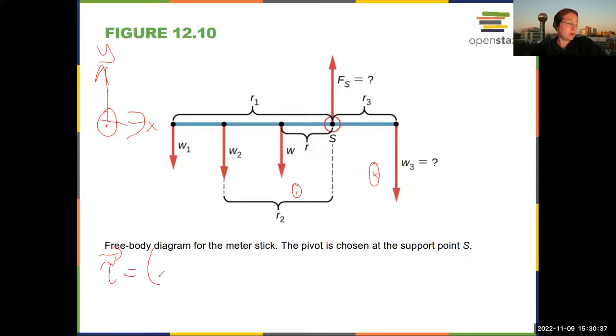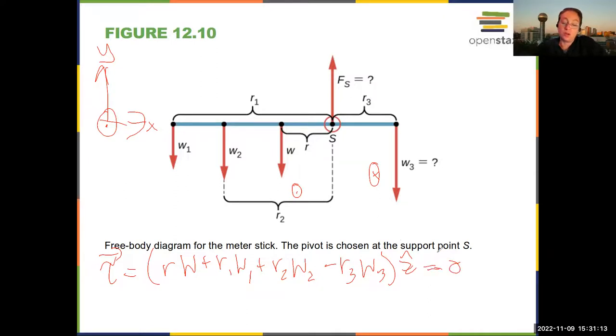So I'm going to have a big bracket. You have RW plus R1W1 plus R2W2 minus R3W3, all in the Z hat direction. So in this case, you were asked to find W3, so you set it all equal to zero, and you would have to know weights one and two. And then you can get that W3 is equal to RW plus R1W1 plus R2W2, all over R. So you can solve exactly for that.